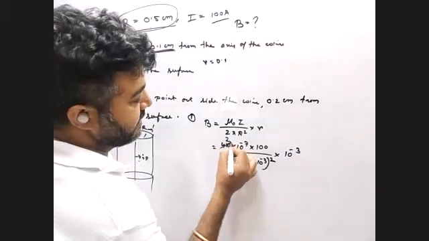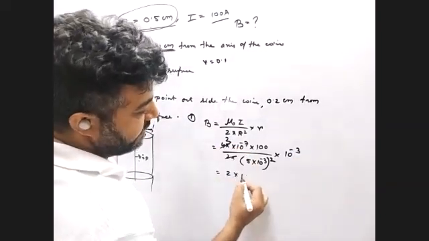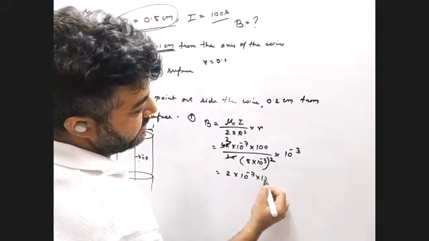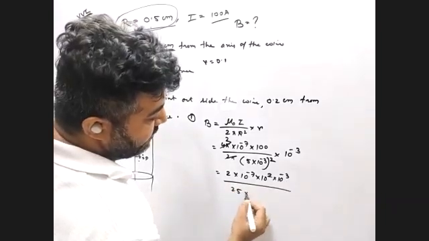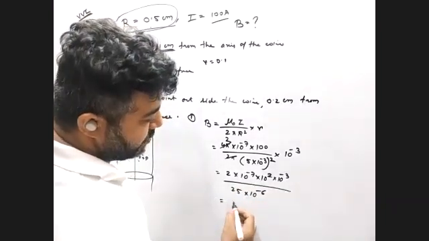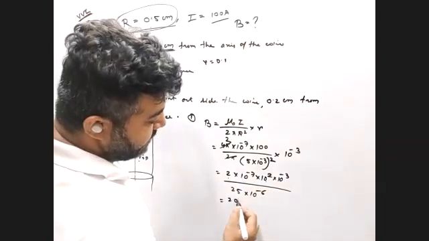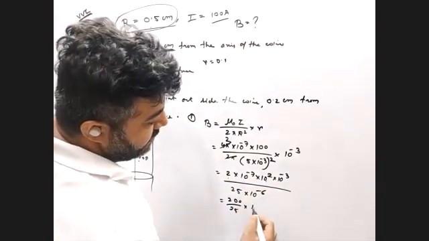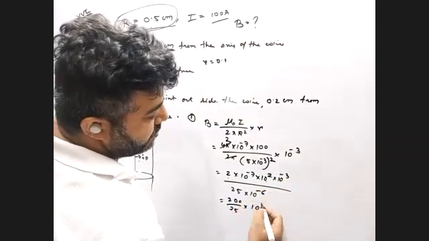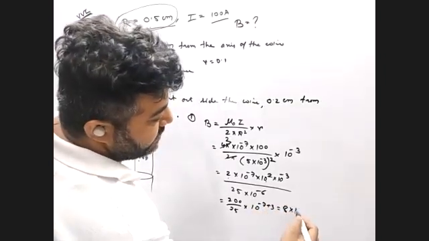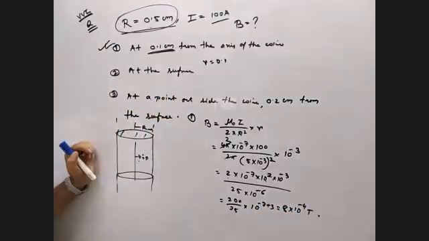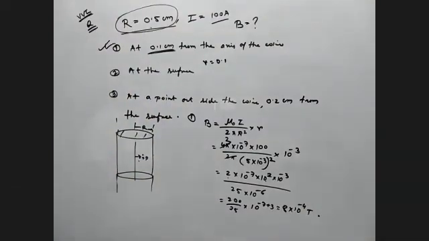So this 2 cancels, 2 into 10 to the power minus 7, 10 to the power 2, 10 to the power minus 3 by 25, 10 to the power minus 6. So 2 into this, 200 by 25 into 10 to the power minus 3 plus 6. So minus 7 plus 3, that is 8 into 10 to the power minus 4 Tesla. Is it clear, everyone? Yes, sir. So this is the first part of the question. Now what is the second part?